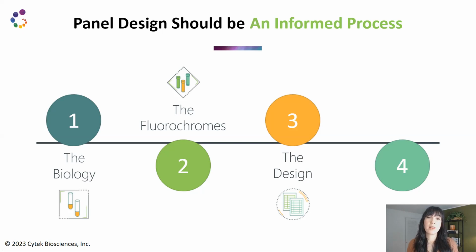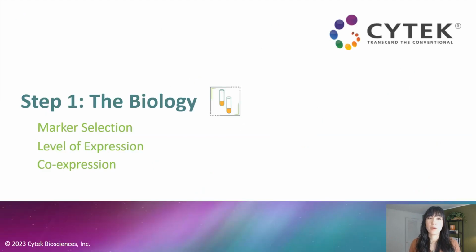The third step is where it gets interesting. We're going to start pairing the markers to the fluorochromes to design our actual panel. Now, this is not the last step. There is a step after that, which we're calling the optimization. And this is where you're actually going to be able to determine if your panel is successful or not. So we're going to walk through all 4 of these steps using the examples that I outlined on the previous slide. And let's start with our first step, which is the biology. We're going to talk about how you go about selecting markers, the level of expression, and thinking about co-expression.